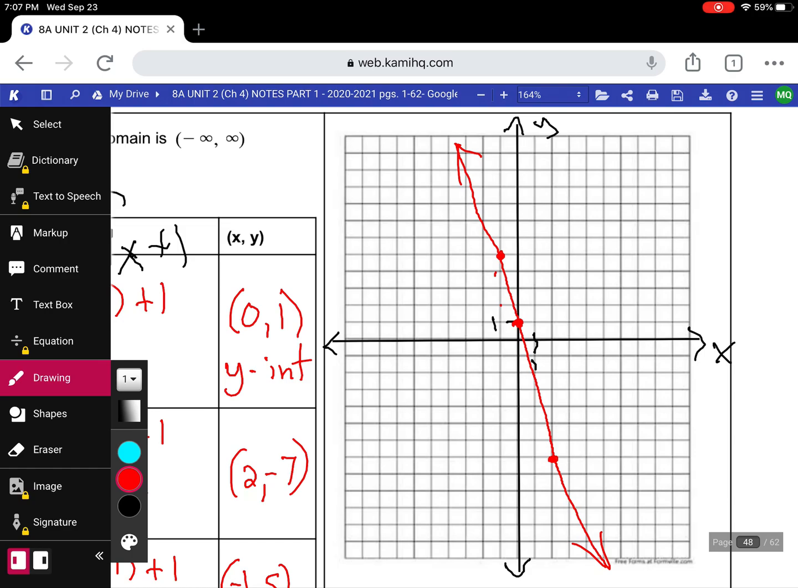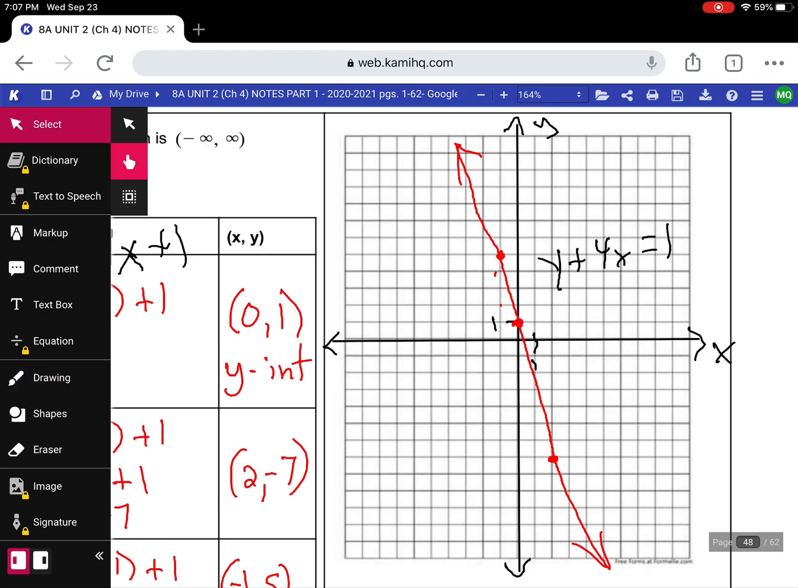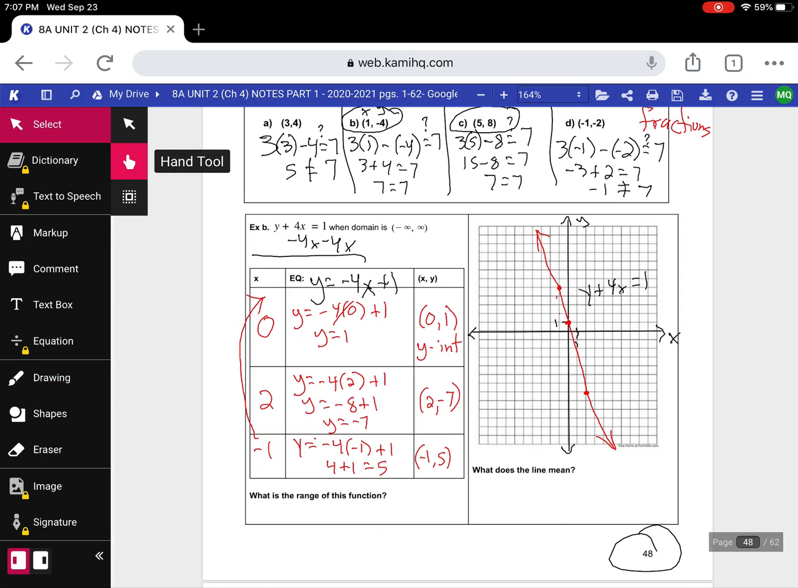So we're at 0, 1, we're at negative 1, 5, and we're at 2, negative 7. Yep, so that's my straight line. I always am going to write the equation of my line on there. It is my original, y plus 4x equals 1. And there you have your graph, assuming that was a straight line. I apologize for how messy that looks.